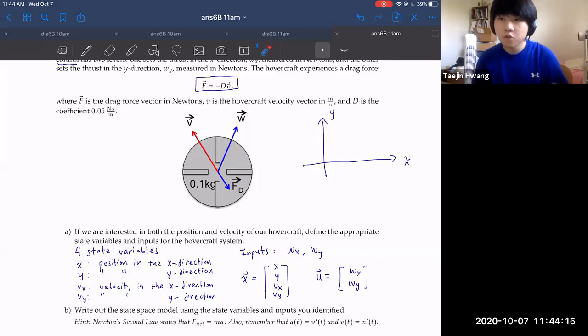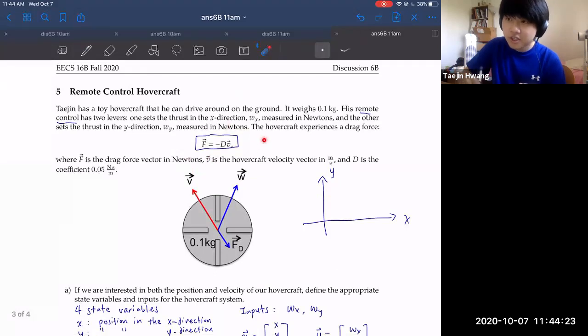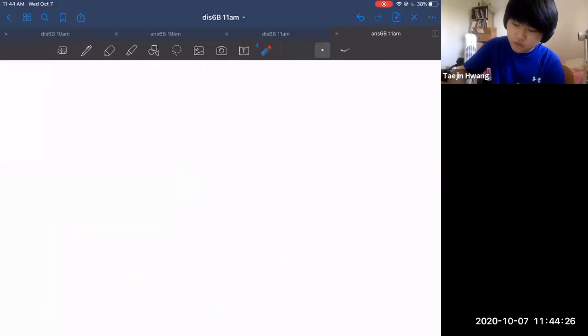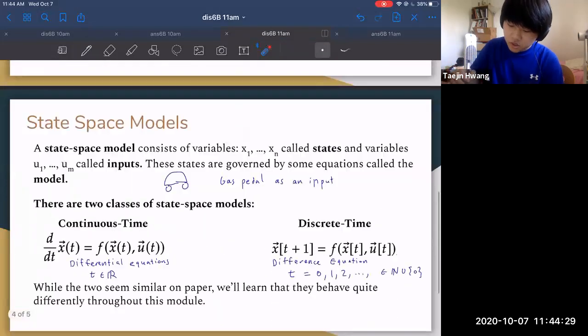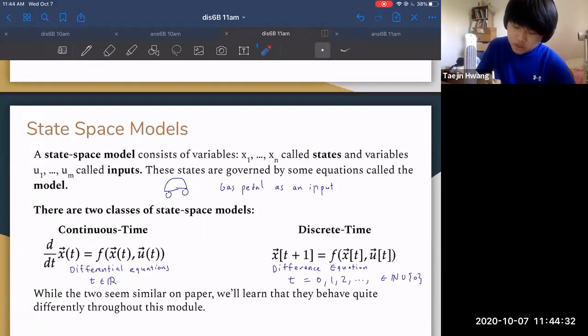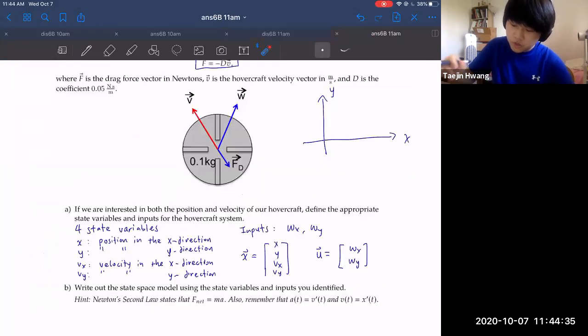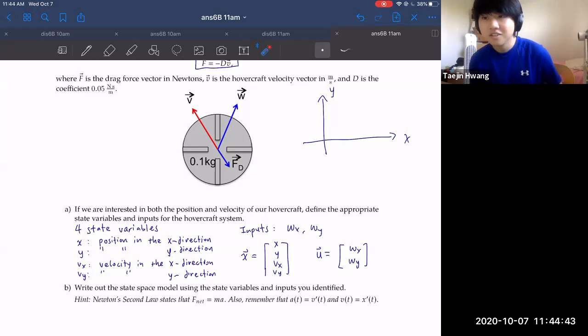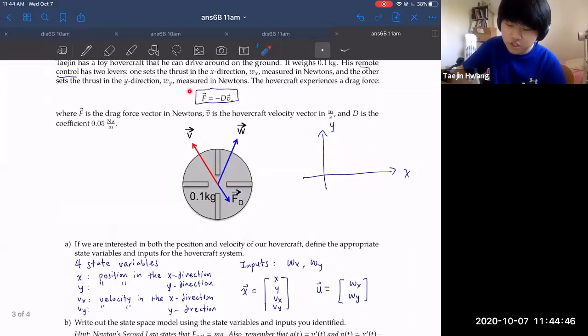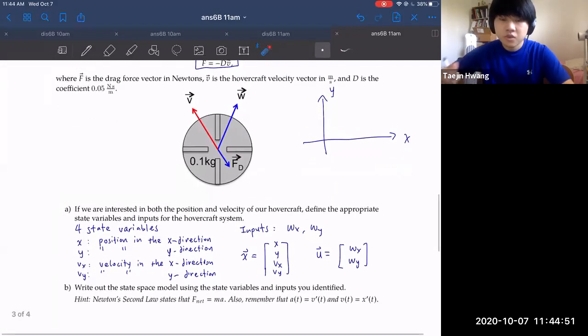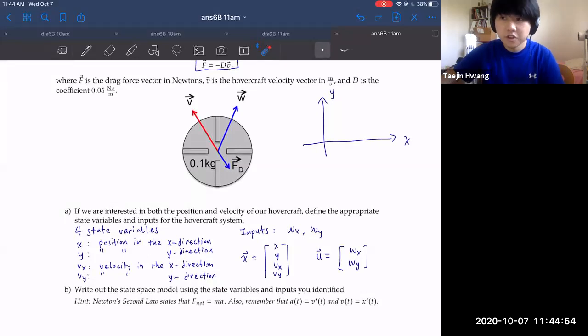Do we need to include drag force? This is a really good question. So we don't need to include drag force yet because drag force represents the model here. You might remember that when we were talking about state space, we have the states, the inputs, and then the equation here is the model. So because the question here is asking for just the states and inputs, the model will come next. So we're going to use this drag force to create our model, but we don't need to include our drag force as a state. Yeah, definitely a very good question.